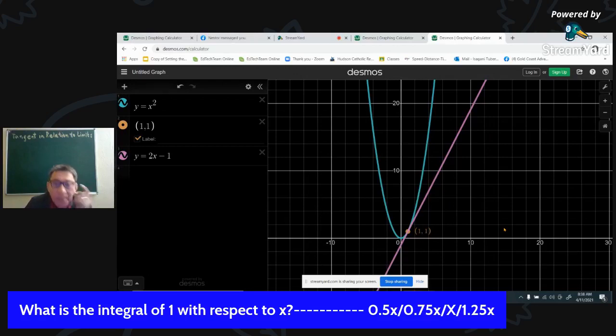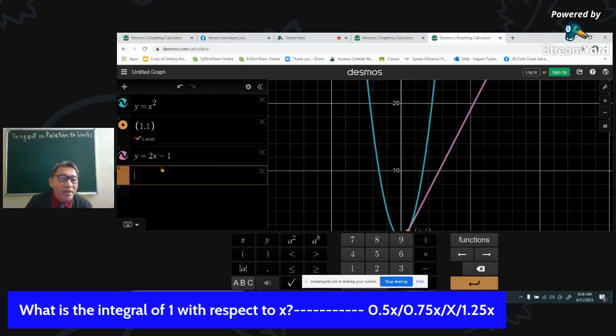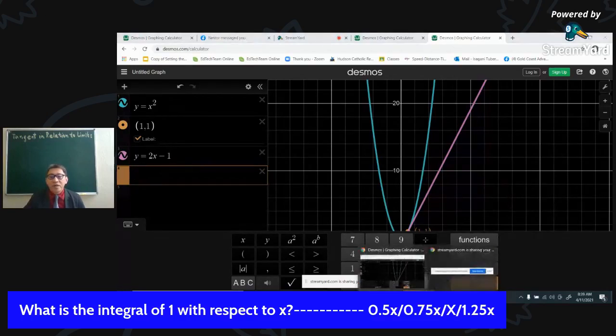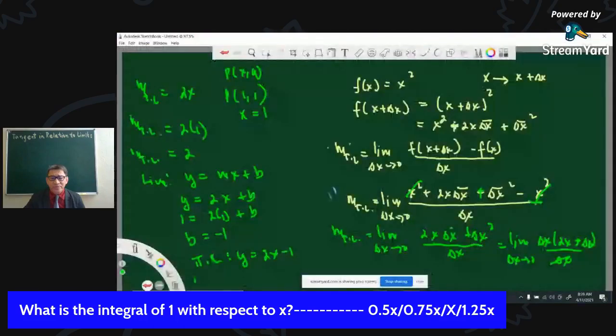Okay, so now, where is that? So how about the normal line? What is the equation of the normal line when the slope is the negative reciprocal of 2? Okay. So you see that it's 2x minus 1. It's correct.